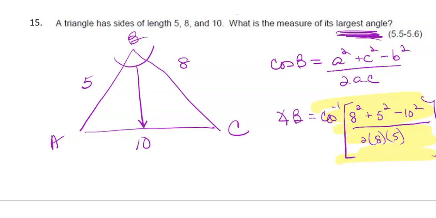And I am getting angle B. Angle B is going to be equal to 97.9 degrees if I round it to the nearest tenth. And that completes this video.